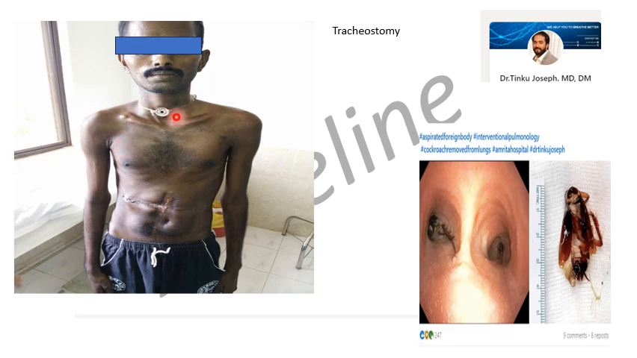So these are the patients who need an early bronchoscopy. You can pass the bronchoscope through the trachea itself. Of course, you need sedation or anesthesia. This is case-based. And you find a cockroach here. This is from Dr. Tinku. He's from Amrita Hospitals, my LinkedIn Connect. So this is what I wanted to tell.